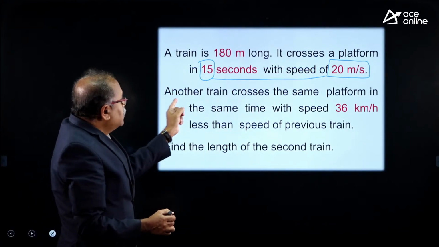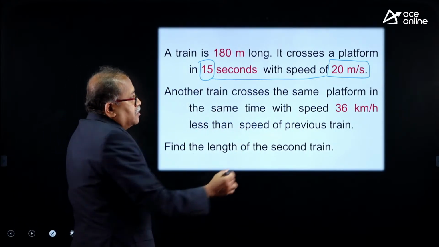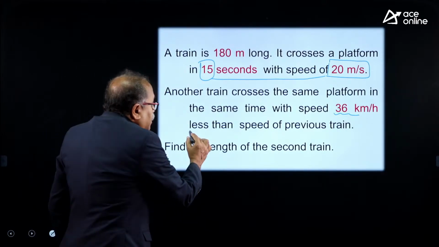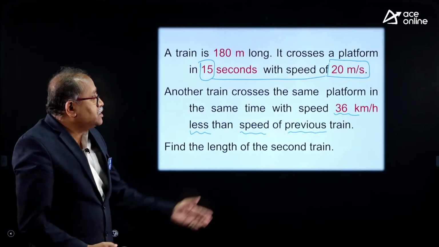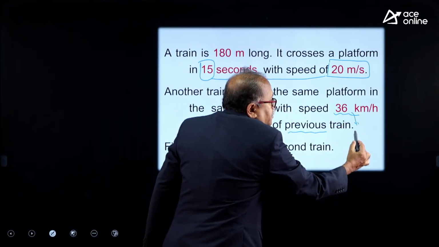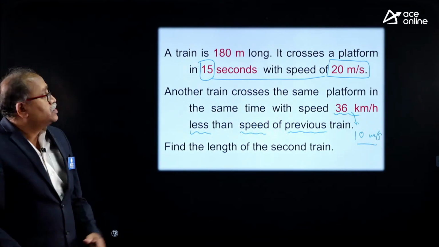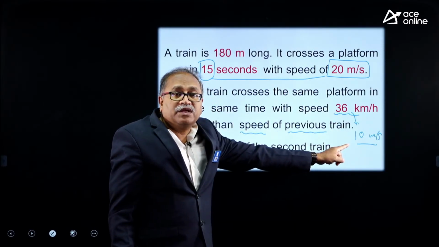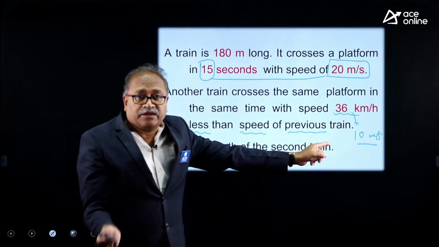Okay. The next one, another train crosses the same platform in the same time with a speed of 36 kilometer per hour less than the speed of the previous one. So, what is 36 kilometer per hour? The speed in terms of meter per second is 10 meter per second. You already know here it is 20 meter per second. So, the second train speed is 20 minus 10, which is 10 meter per second.